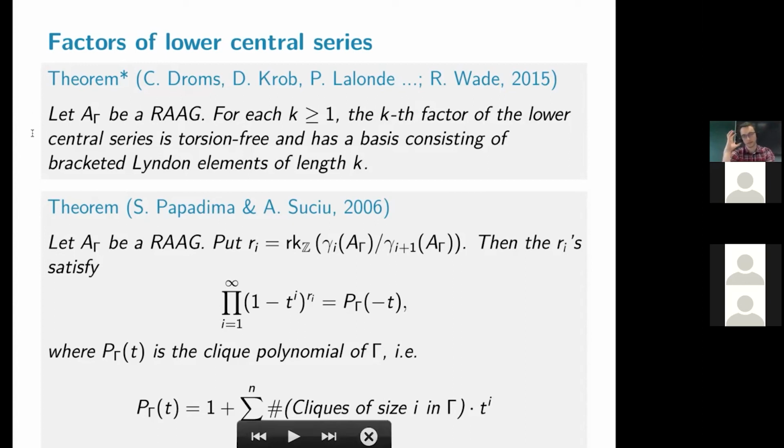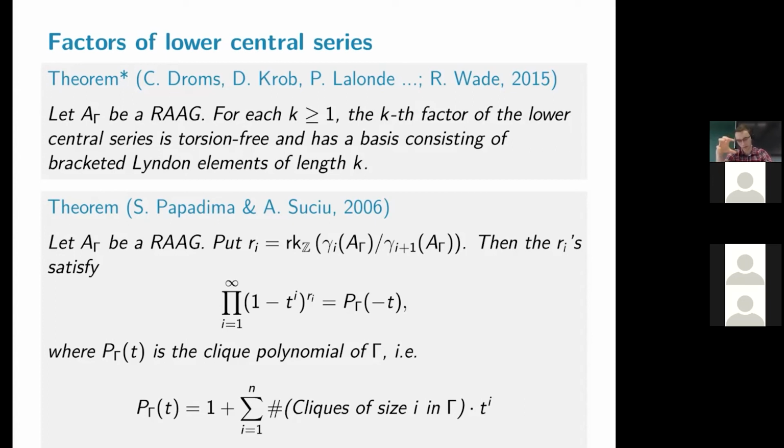So this result gives us a nice basis with which we can work to some extent if we want to say something about the factors of the lower central series. And as there is a star or an asterisk, I will refer to this in my second talk. Now, on another level, we have this basis, but to find the dimension, this is quite cumbersome work.